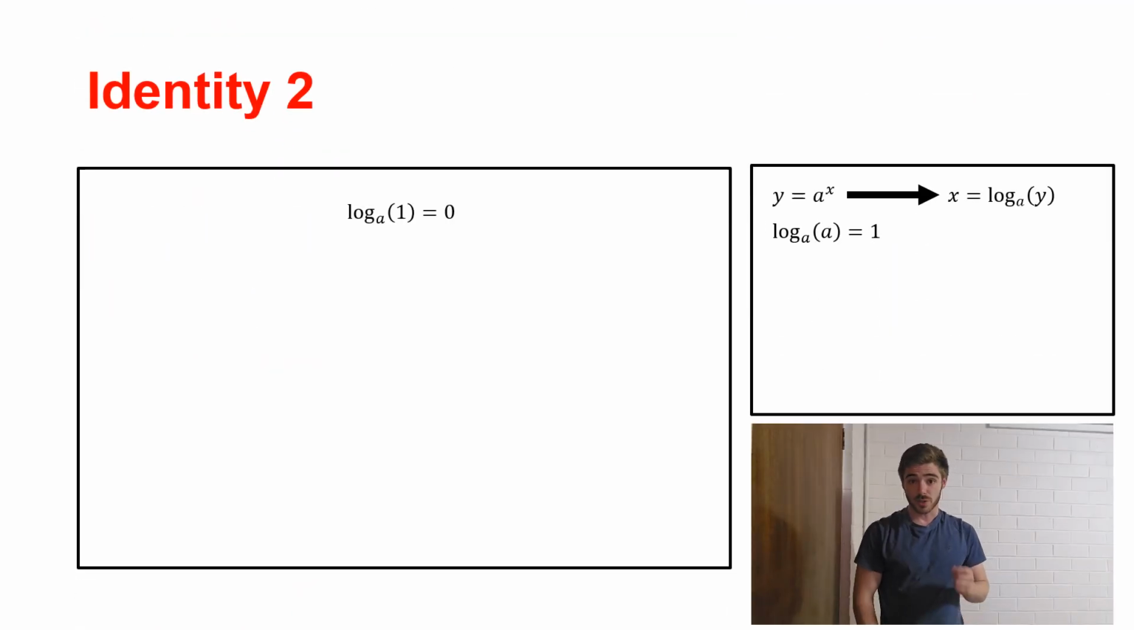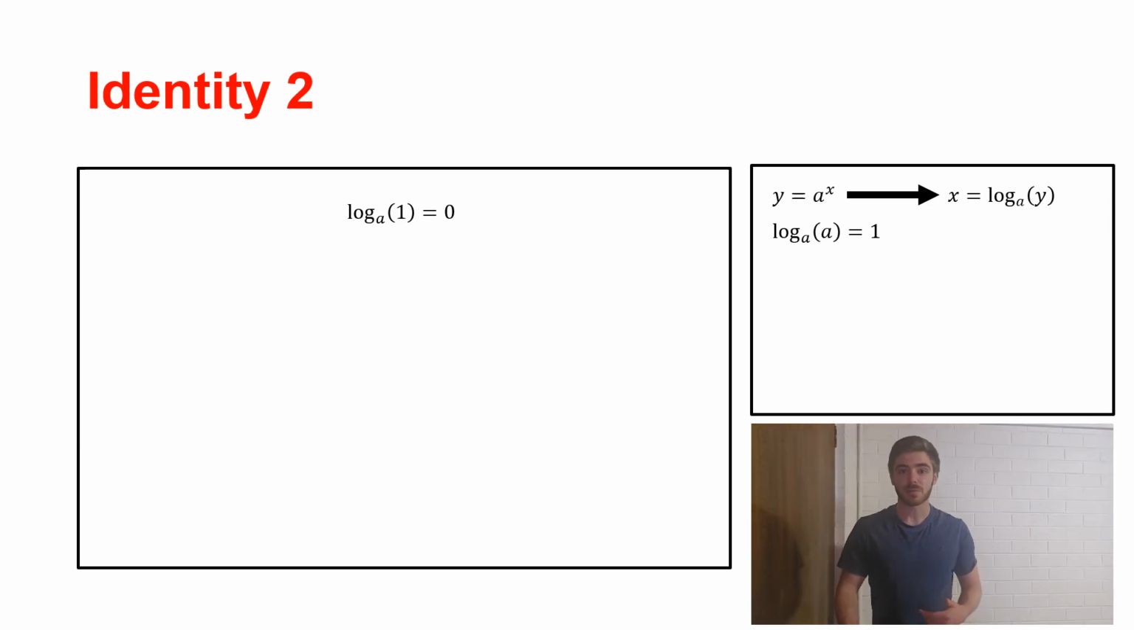If the bracket of your logarithm is equal to 1, then that logarithm will always equal 0. And again, we prove this by converting to exponential form. When we do that, we get a to the power of y equals 1, which will only ever be true if y is equal to 0.